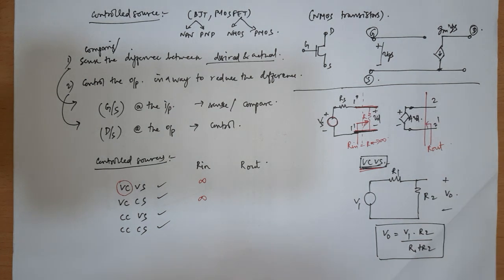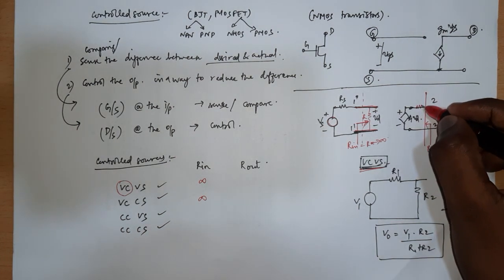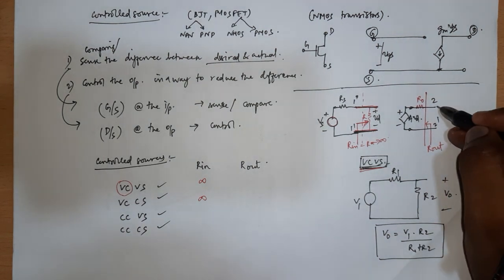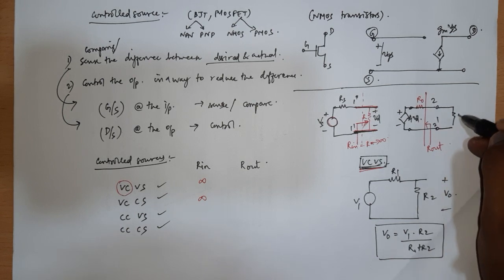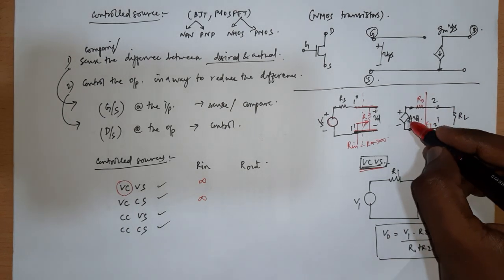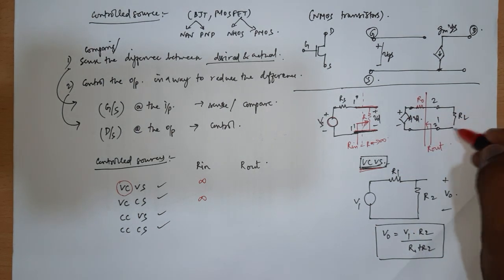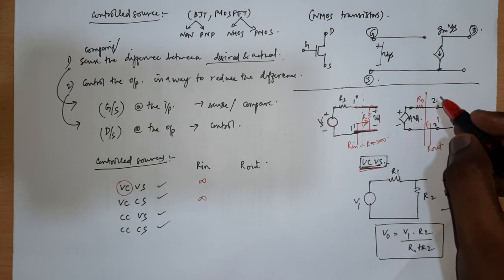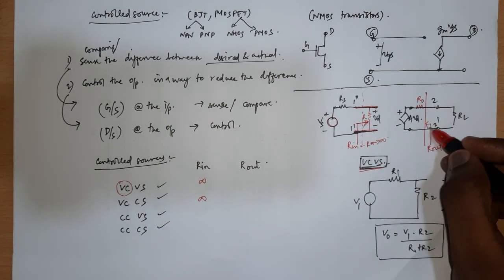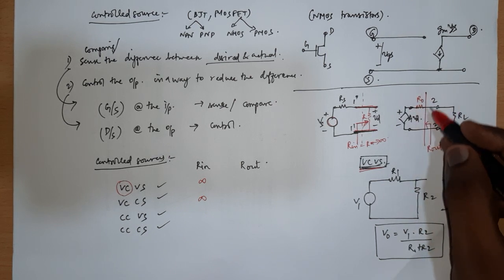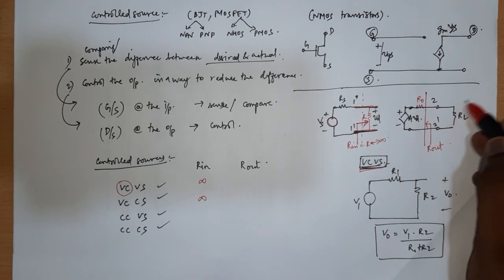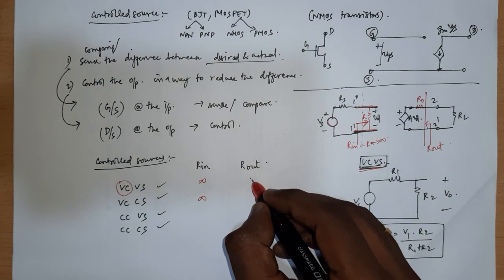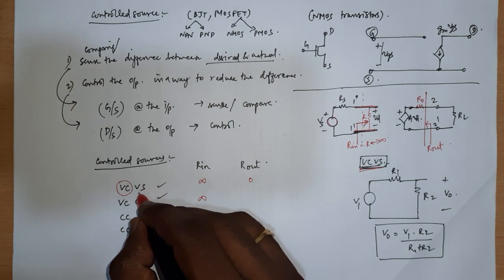Say for example, I have output resistance R out, and I am going to connect an external circuitry RL here. Now what happens? If I want all the voltage to drop across RL, I want this R0 ideally to be very, very small, approximately 0. Then only will my output impedance be 0, and then all the voltage will drop across RL, or all the voltage will appear across RL. So for a voltage controlled voltage source, R out should be 0.